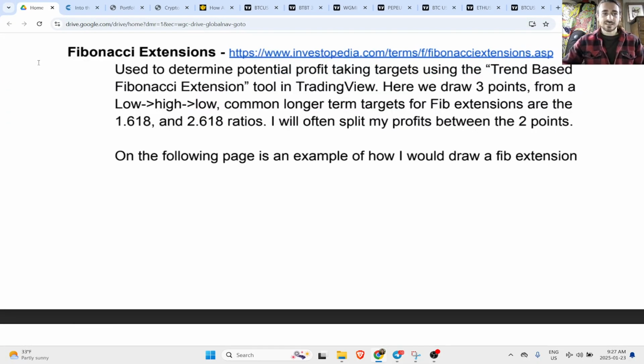We can see here Fibonacci extensions. It's another Fibonacci tool used to determine profit-taking targets using the trend-based Fibonacci extension tool in TradingView. So here we draw 3 points from a low to a high to a low. Common longer-term targets for Fibonacci extensions are the 1.618 and 2.618 ratios. So these are what we'll target for profit-taking levels if you're using Fibonacci extensions. And then generally, you might split your profits between the two levels, taking half at the 1.618 and saving half for the potential to continue higher and then maybe reach this higher ratio.